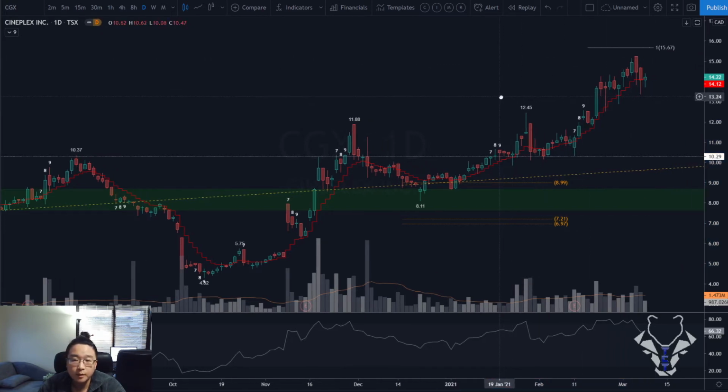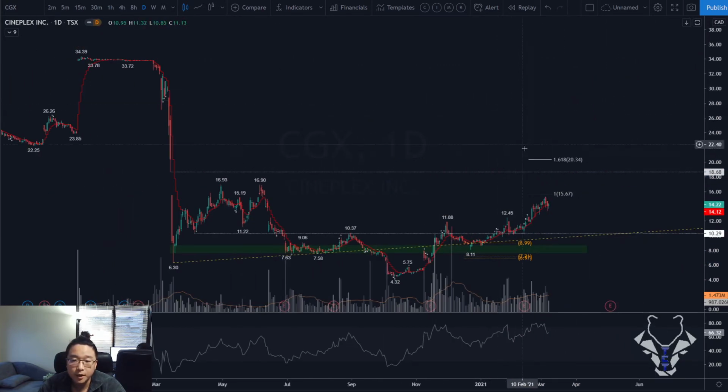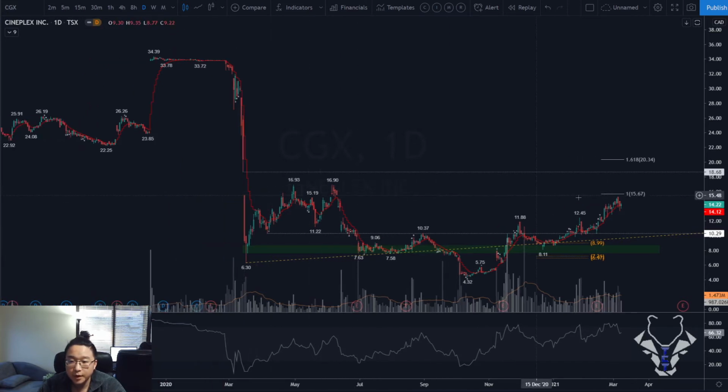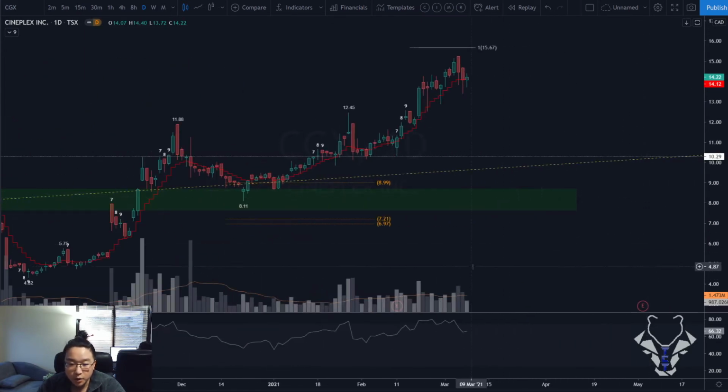One-to-one extension is coming up, so keep that in mind. Which also lines up with this gap down. Would anticipate some sort of reaction there, but vaccine plays are strong. We could very well just blow right through this, fill the gap before seeing a reaction. Chart is still strong.